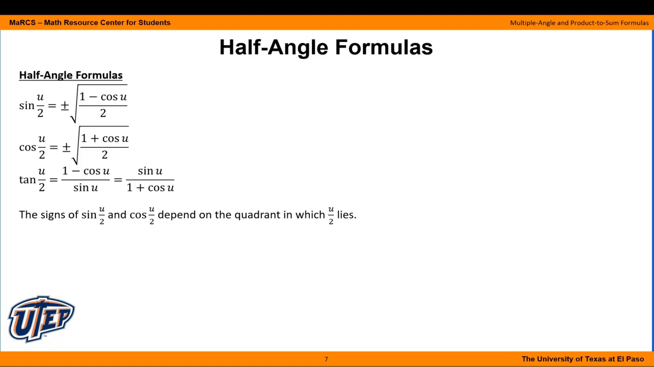Half angle formulas allow us to find trigonometric functions of half an angle. Notice the plus or minus sign in the formula for sine and cosine. The correct sign depends on the quadrant in which the half angle lies. Again, this is one of the most common mistakes students make when using half angle identities. Always determine the quadrant before choosing the sign. The tangent half angle formula can be written in several equivalent forms, all of which are useful depending on the problem.